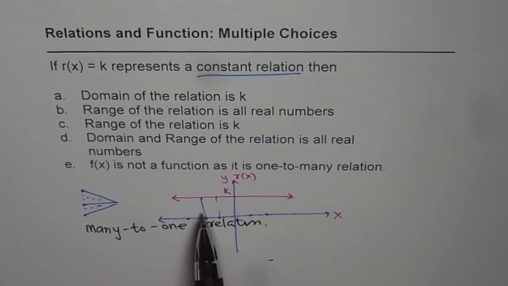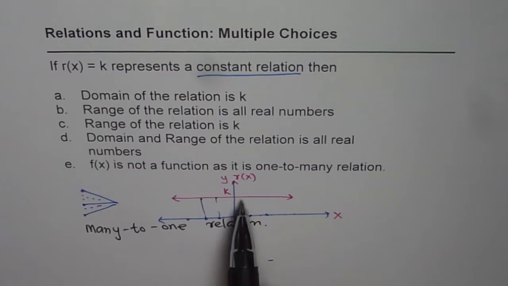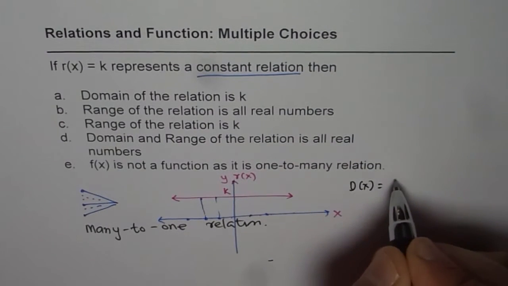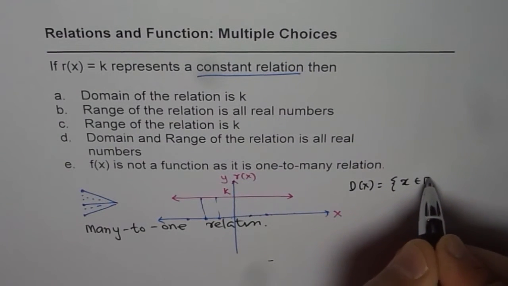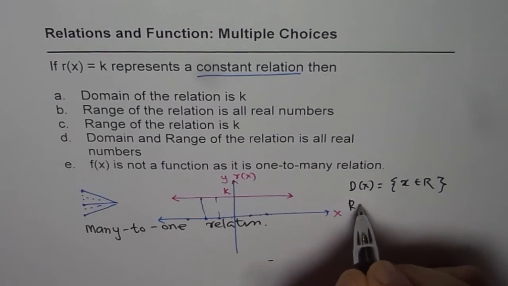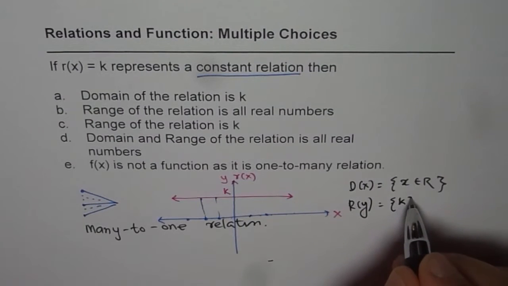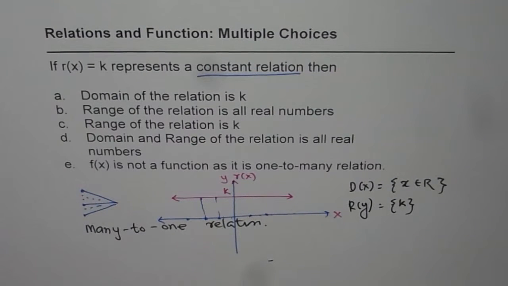It is indeed a function, since if you draw a vertical line, it cuts only at one point. So it is a function. Now this function has a domain of all real numbers. So here the domain is x belongs to real numbers, and the range is just one value, and that is k. So that is what this function is.